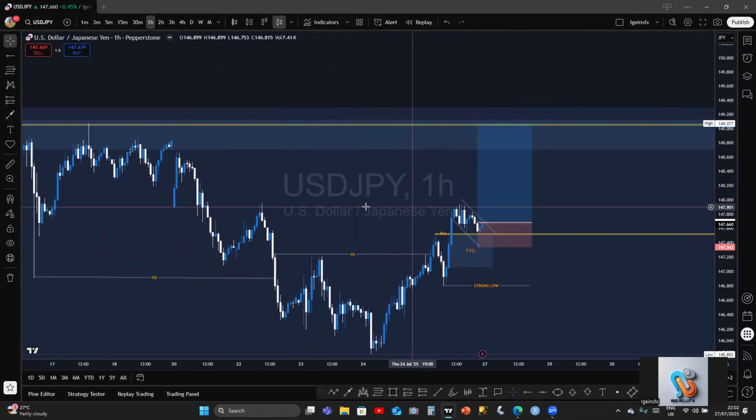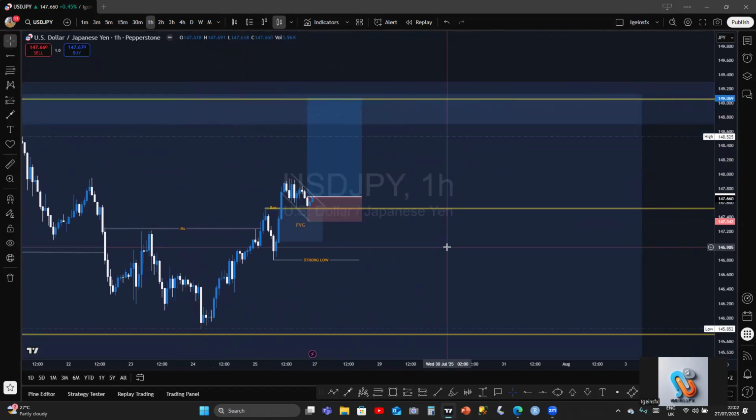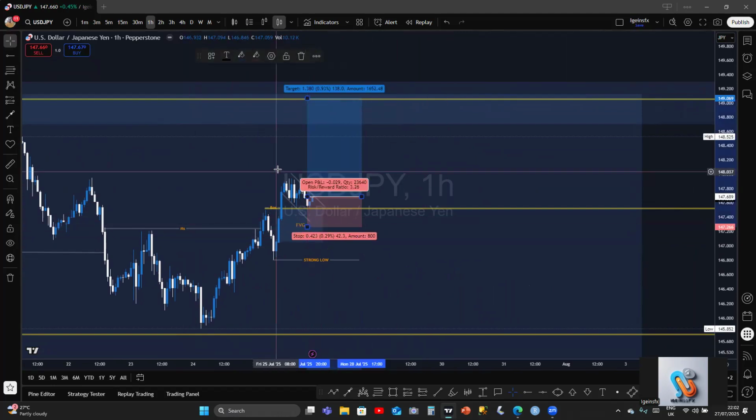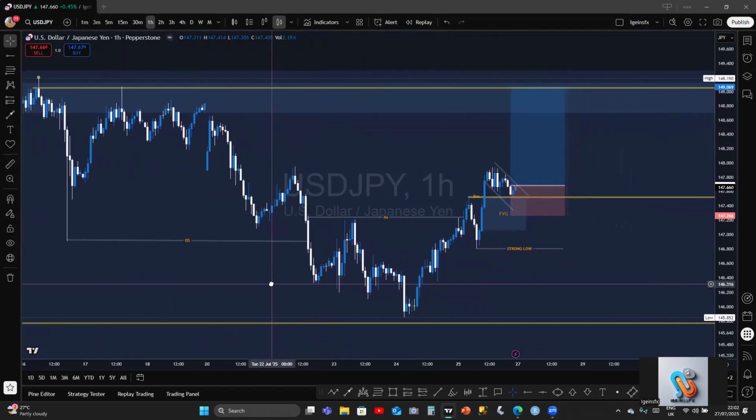So this is how it is, guys. This is how to trade. Put it a little below the wedge. All right. So we are bullish on USD JPY. We are bullish. All right, we are bullish.